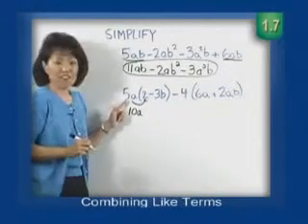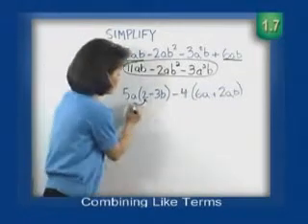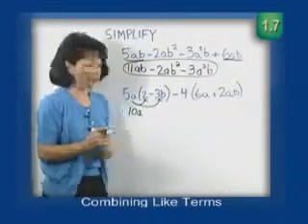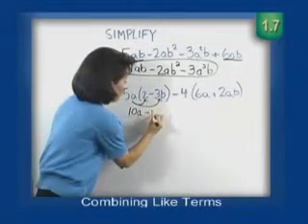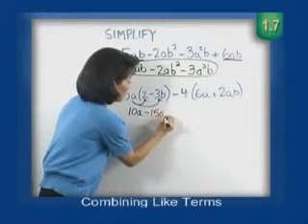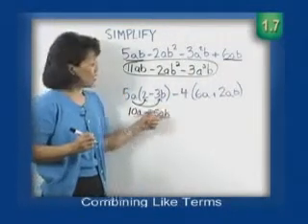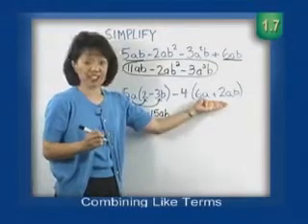Now I'm going to multiply 5a times 3b, which gives me 5. Notice that's a negative 3, so it gives me a negative 15ab. I'm going to apply the distributive property again to my second set over here.